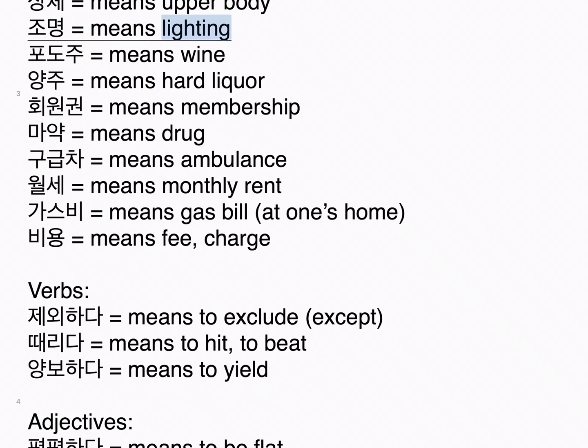조명, means lighting. 포도주, means wine. 양주, means hard liquor. 회원권, means membership. 마약, means drug. 구급차, means ambulance. 월세, means monthly rent. 가스비, means gas bill at one's home. 비용, means fee, charge. Verbs.